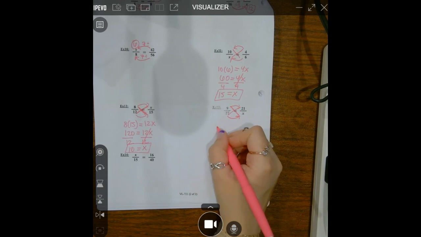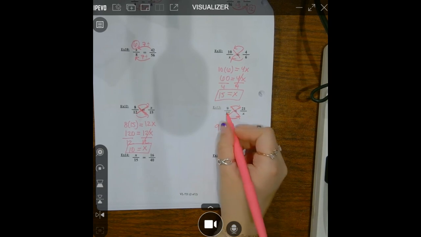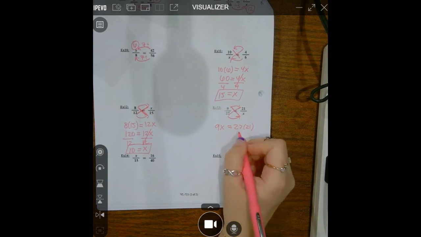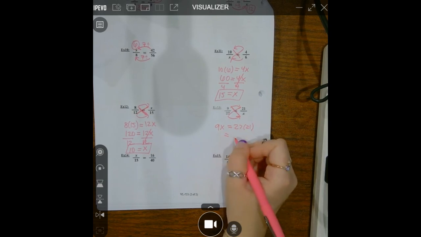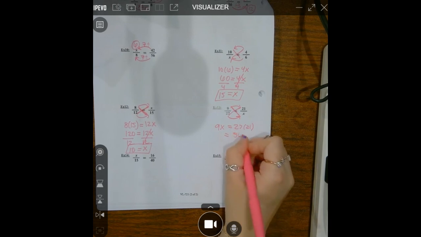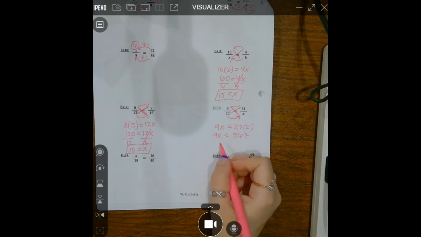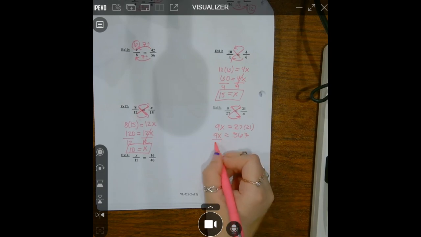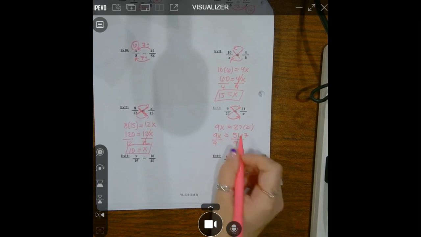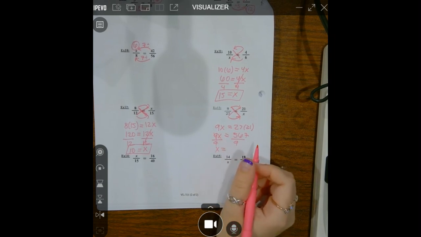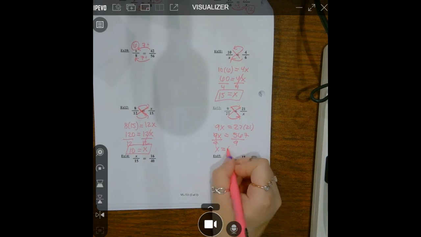So I'm going to do 9 times x and set that equal to this times this, which is 27 times 21. Well, if I type in 27 times 21, I get 567. And I'm going to set that equal to 9x. Now, how do you get the x by itself? Yep, divide both sides by 9. So those cancel, and you get x was 567 divided by 9? 63.